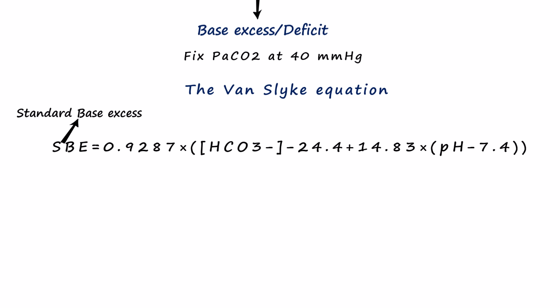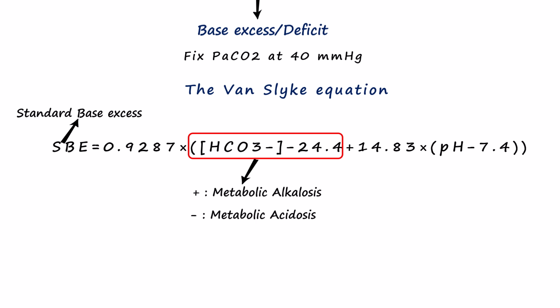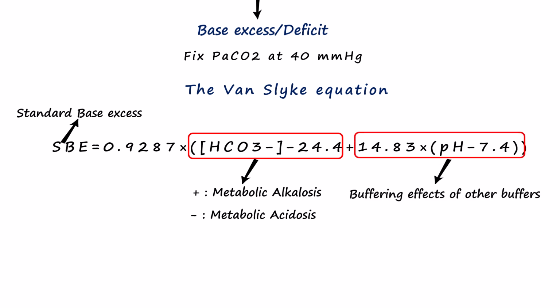Anyways, this equation compares the patient's bicarbonate level to the normal value, where a positive value suggests metabolic alkalosis and negative suggests metabolic acidosis. The last part of the equation adjusts for the non-bicarbonate buffer effect from buffers like proteins, phosphates, and hemoglobin. 0.9287 in the start of the equation is just an empirical correction factor derived from the experimental data to improve accuracy.